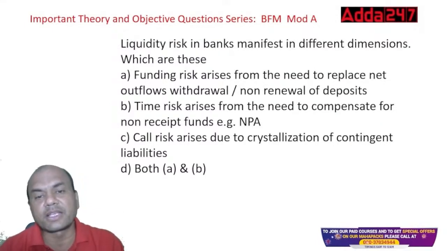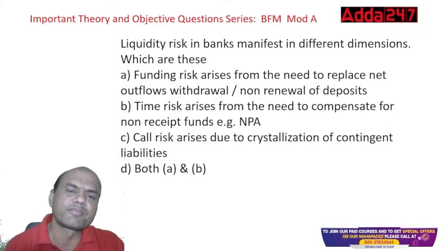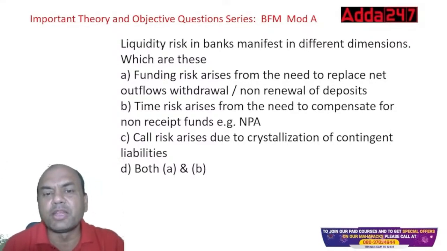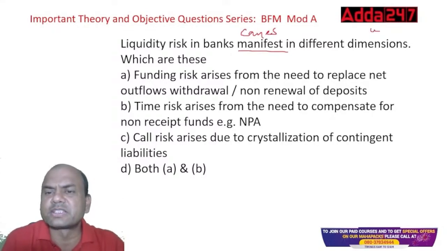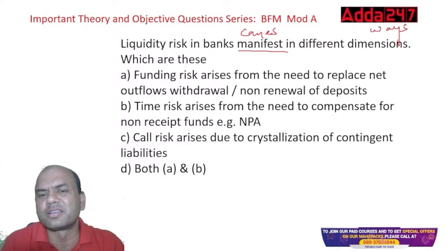Liquidity risk in banks manifests in different dimensions. What do you mean by this? Manifest means comes. It comes in various ways. Dimensions means ways. Let's keep words simple, isn't it? So liquidity risk in bank comes in different ways.